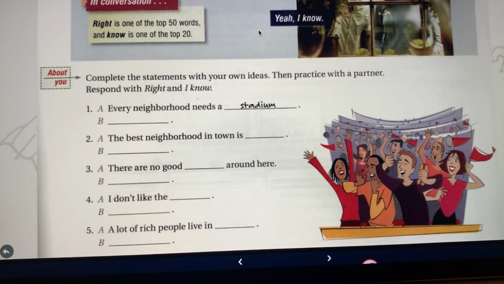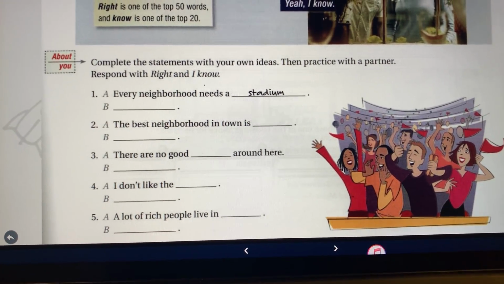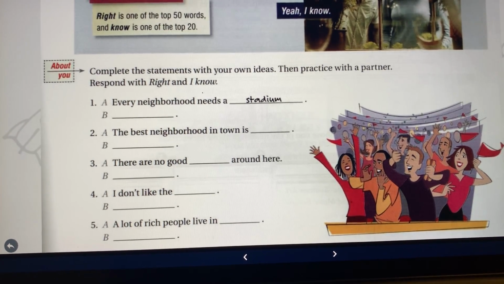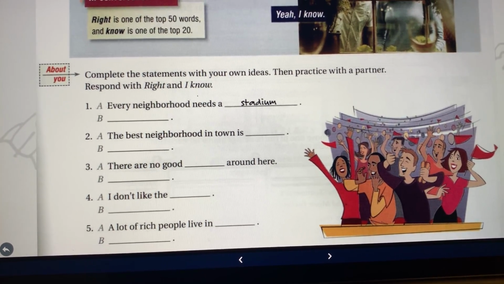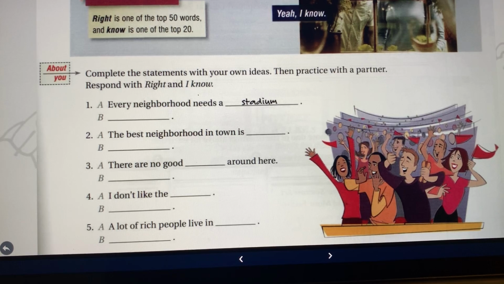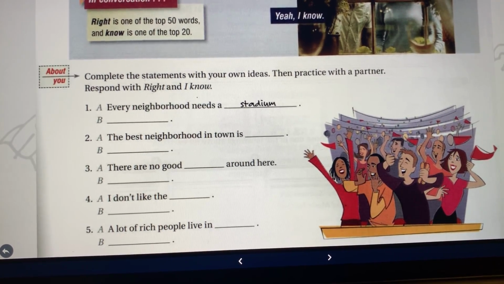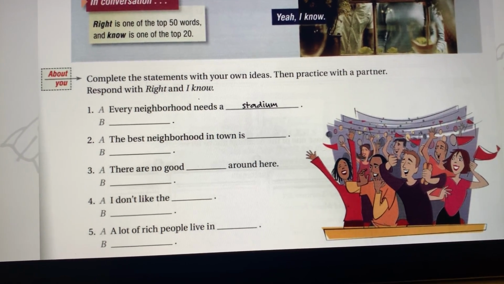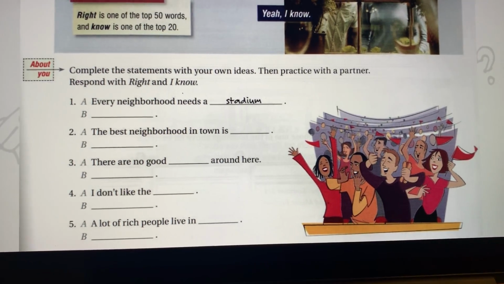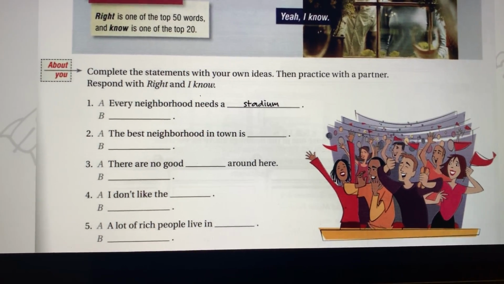Okay, so here for example we have every neighborhood needs a stadium. ممكن تكون right or I know. It's optional يعني whether to use right or I know. It depends on what you think it's more appropriate to say.